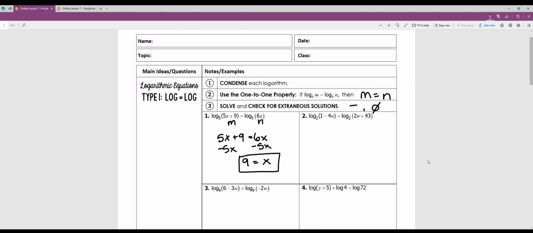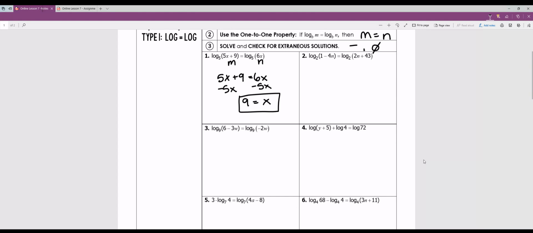Log base, nothing. So remember, when I have nothing there, that means my base is 10. So log of y plus 5 plus log of 4 is equal to log of 72. So first we want to condense it. So these two logs are being added together. So that's my product log property. So I'm going to have log of y plus 5 times 4 is equal to log of 72.